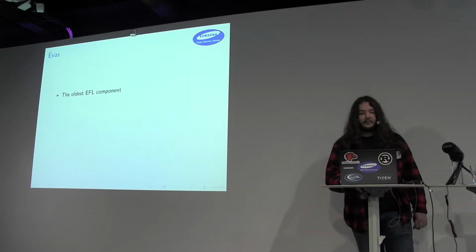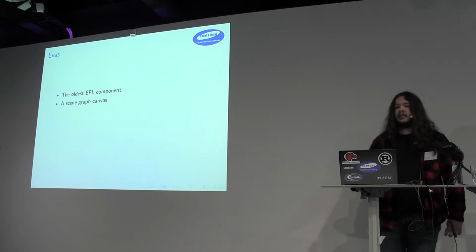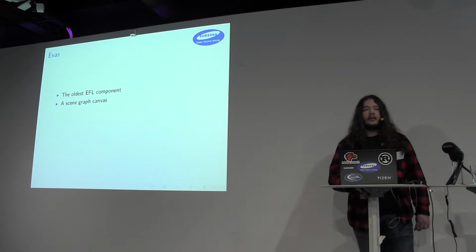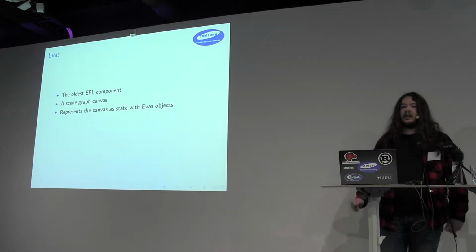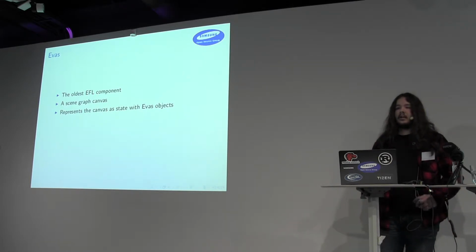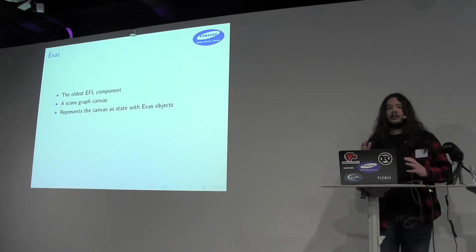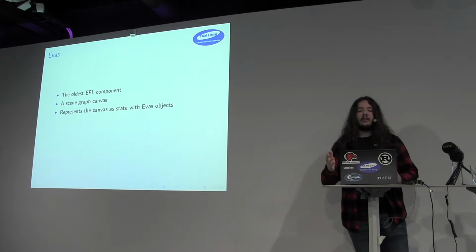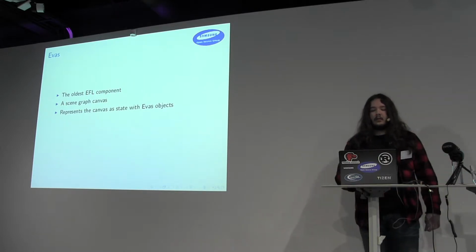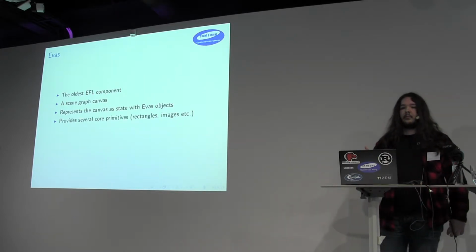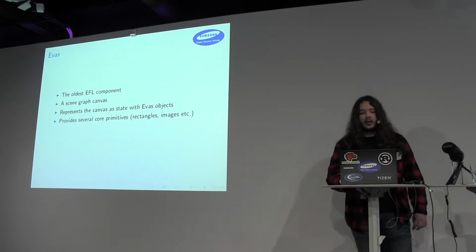Anyways, what's Evas? Evas is the oldest EFL component. It's a scene graph canvas created way before other toolkits had similar functionalities, such as Qt with QML. It represents the canvas you have as a state of objects. Evas objects represent, for example, primitives such as rectangles or images or text or actual widgets in the scene. It itself provides some of these primitives which can be used by other libraries to build further, more complicated things.